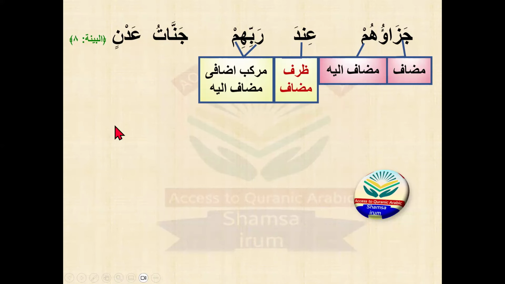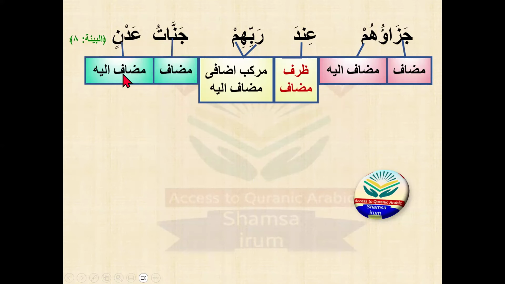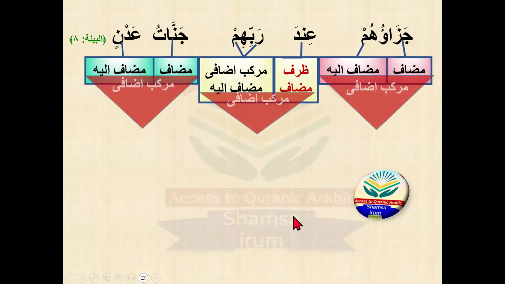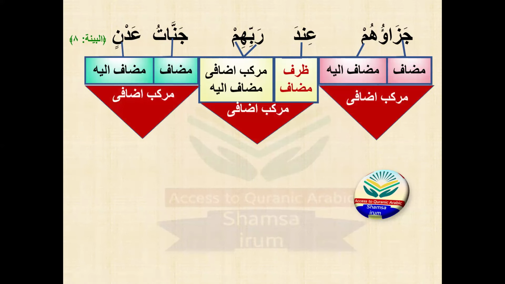Jannatu Adnin. Jannatu is mudaf, Adnin is mudafun ilay. So in this ayah, look at the beauty of this ayah, that there are three different Murakab Izafi. Why is it different? Because the middle one is different from the other two. All the Murakabs in this ayah are possessive phrases.